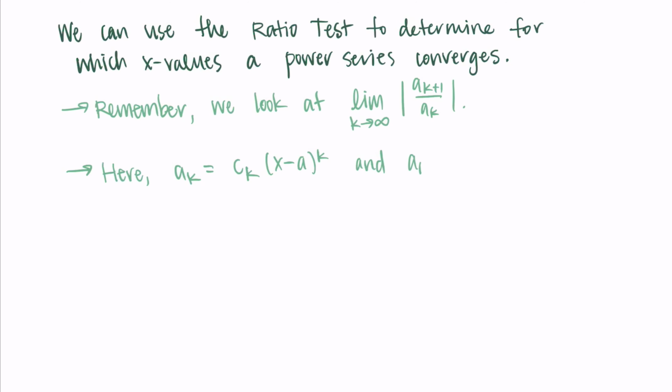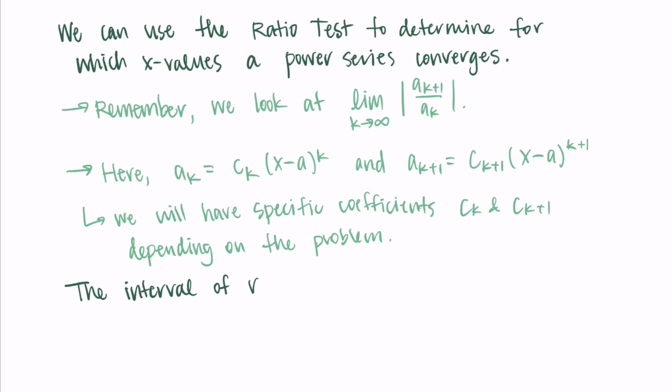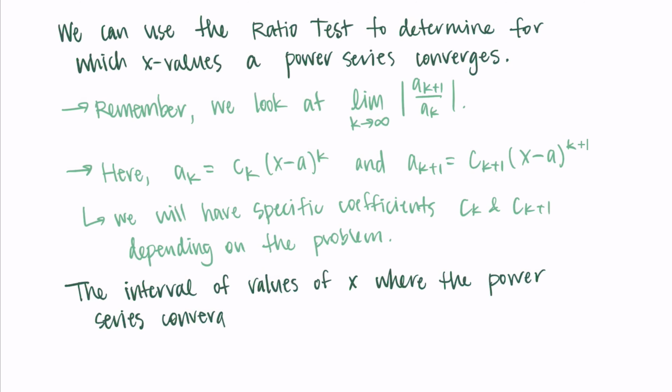And so here we're going to be looking at subsequent terms in the power series. So a sub k is c sub k times x minus a to the k power, and a sub k plus 1 is the next term, so c sub k plus 1 times x minus a to the k plus 1. And so depending on the problem, we're going to have different coefficients c sub k and c sub k plus 1, but the idea is that we're looking still at subsequent terms and they're going to be of this form. So once we have taken that limit and we've determined which values of x make it work, make it less than 1 for convergence, this is called the interval of convergence.